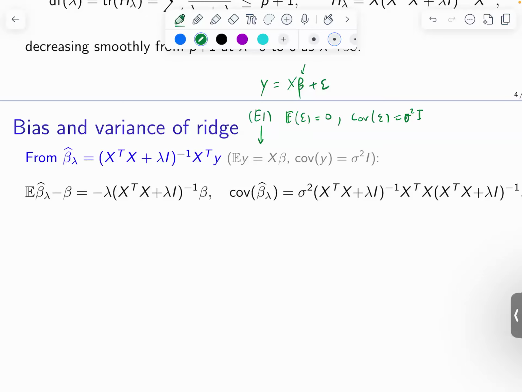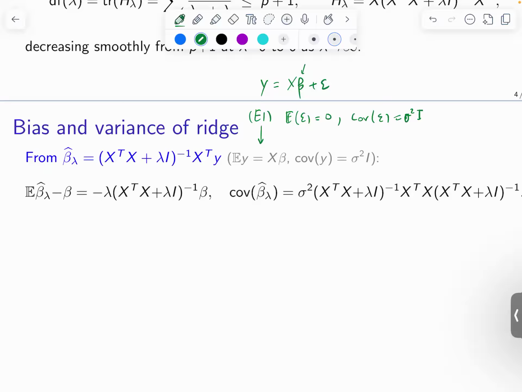Okay, so I'm going to do a similar analysis to the one we did for the OLS. We can compute the bias and we can compute the covariance. And then I'm going to go a little bit further and actually calculate the MSE, which we have seen before in model selection, but we're going to do it for the beta hat. So what is the bias?